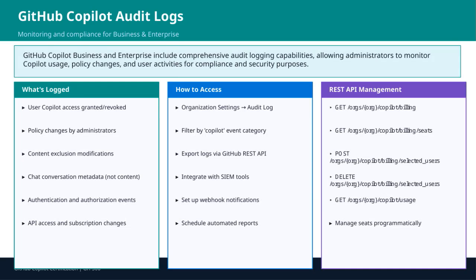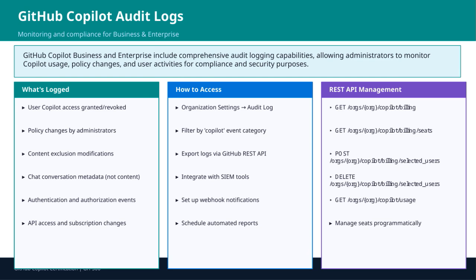Let's talk about GitHub Copilot audit logs, an essential feature for monitoring and compliance in business and enterprise environments. These audit logs provide comprehensive tracking of key activities, giving administrators the visibility they need to ensure security and adherence to policies. Specifically, the logs capture important events like when user access to Copilot is granted or revoked, any policy changes made by administrators, and adjustments to content exclusions.